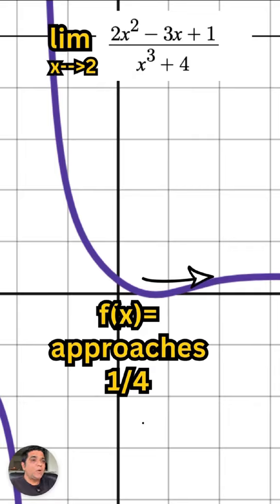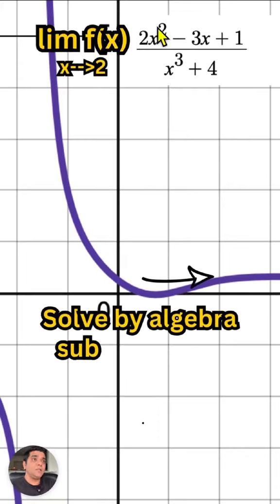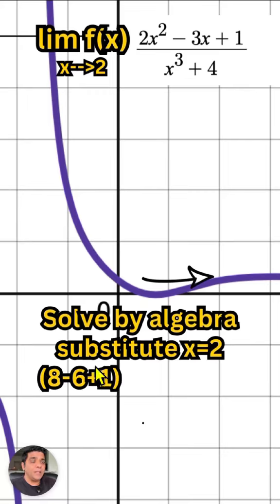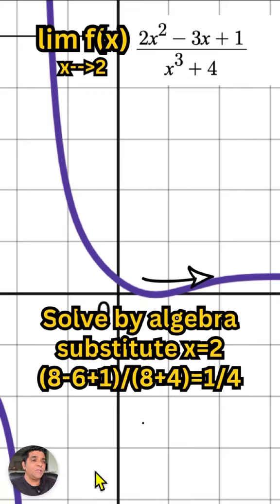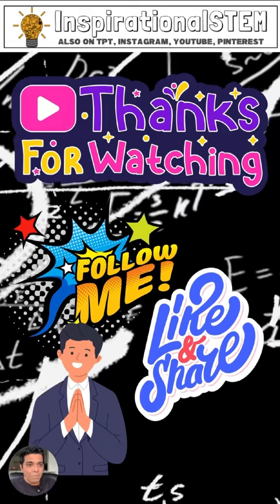And now you can also calculate that using algebra. If you were to substitute x equals 2 in our rational expression here, you can just calculate that using algebra, and you'll also get the same answer, 1/4. Okay, so that is the definition of a limit and how it works in this particular example.